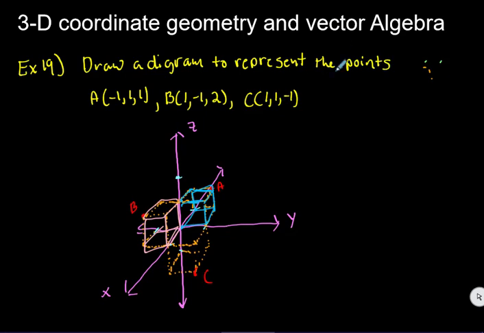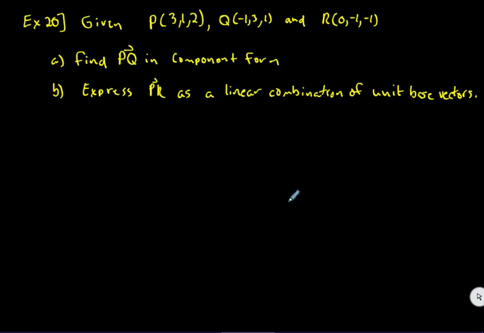And then the last one was (1, 1, -1). Let's try something different. Let's do the yellow one. I think the yellow will be better. And then the last one was right here, and that was that one right there. And that's the box that gets you point C. All right, moving on.